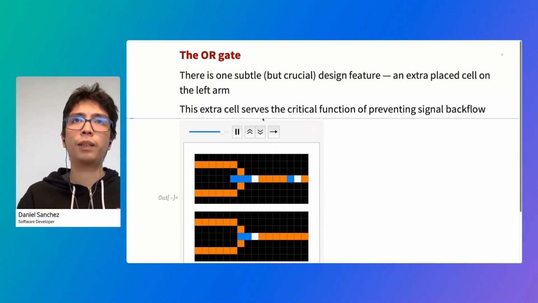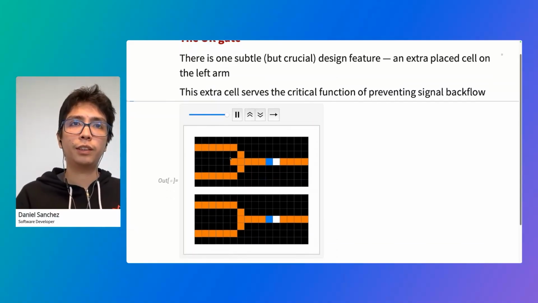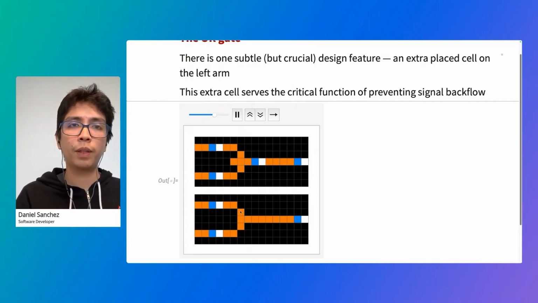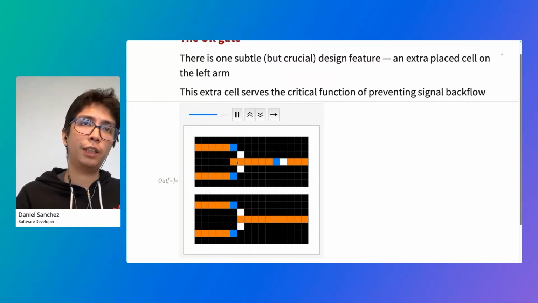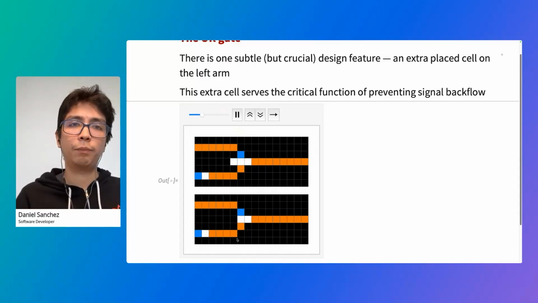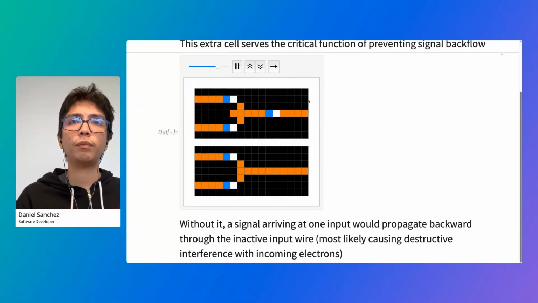One subtle but crucial design feature is this ear here, this wire cell here, which prevents the propagation backwards. So if an electron comes from the top or the bottom, if this ear here didn't exist, it would propagate backwards, and it will probably cause interference with other signals coming from the other wire.